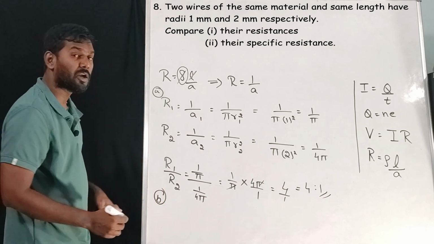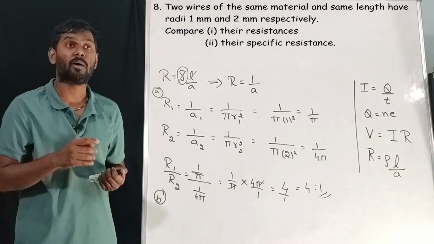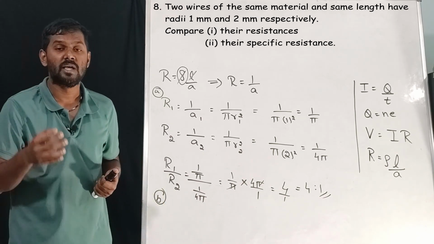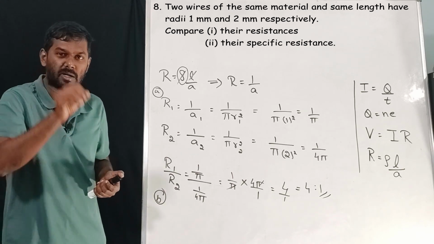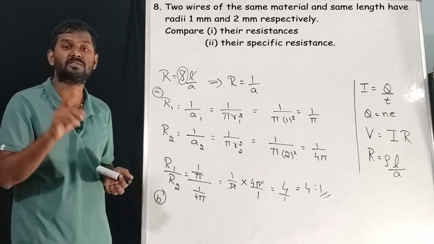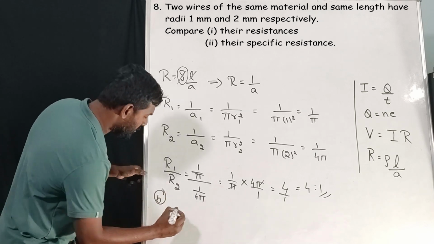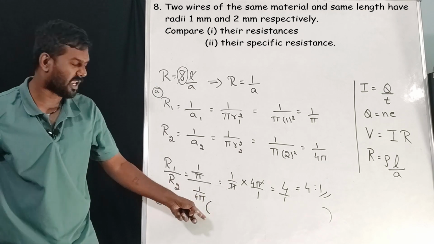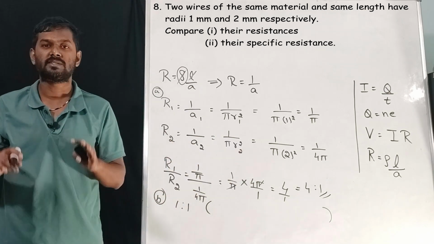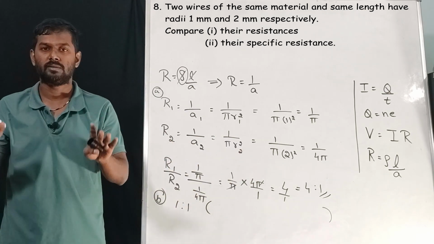Second sub question, they are talking about we have to compare their specific resistance. Specific resistance is nothing but resistivity. For the same material, specific resistance will be same. If the value is same, answer will be 1:1. Write it in the bracket. For the same material, specific resistance will be same, so 1:1. That's it.